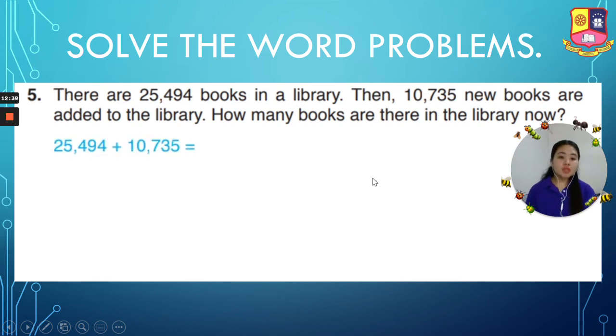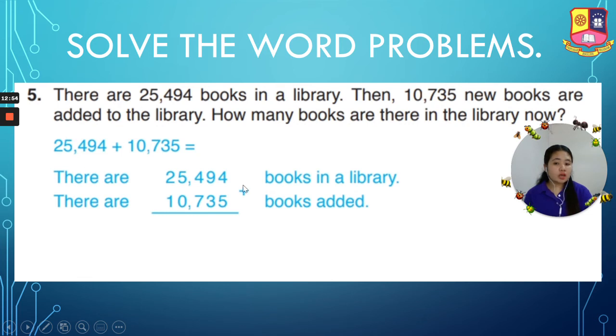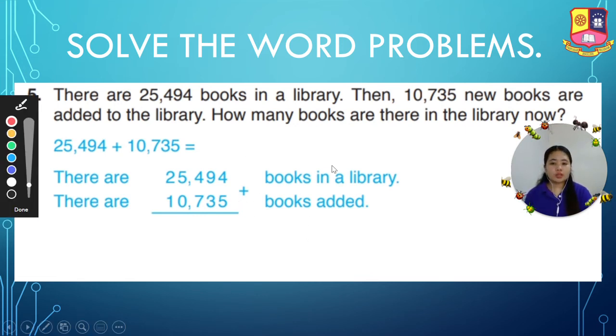Okay. So the number sentence is 25,494 plus 10,735. So that is the number sentence. So there are 25,494 books in a library. Then you add 10,735. Okay, so let's solve together.